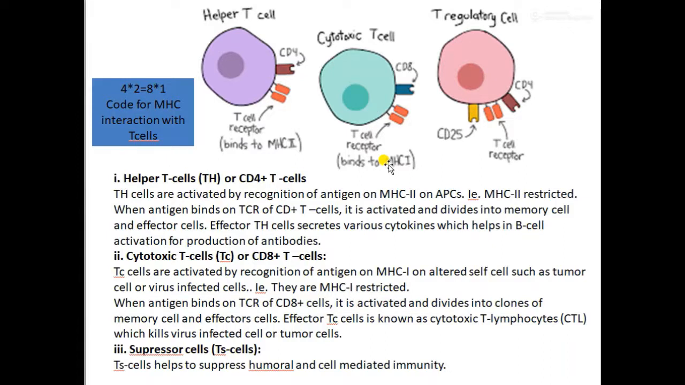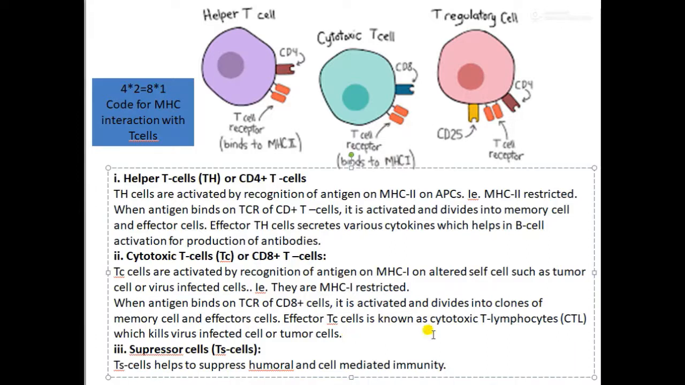So when an antigen binds on the T cell receptor of the CD8 cell, it is activated and divides into clones of memory and effector cells. The effector cytotoxic cells are known as cytotoxic T lymphocytes, which kill the virus infected cells and the tumor cells. Then we have another type of cell called the T regulatory cells.